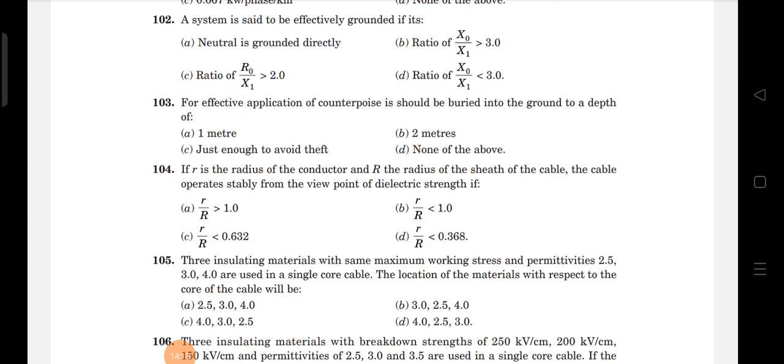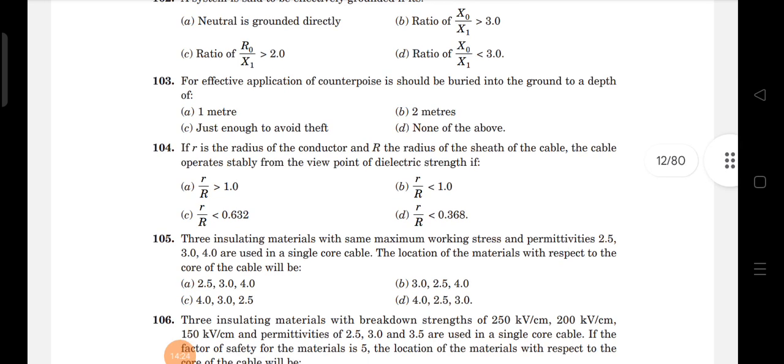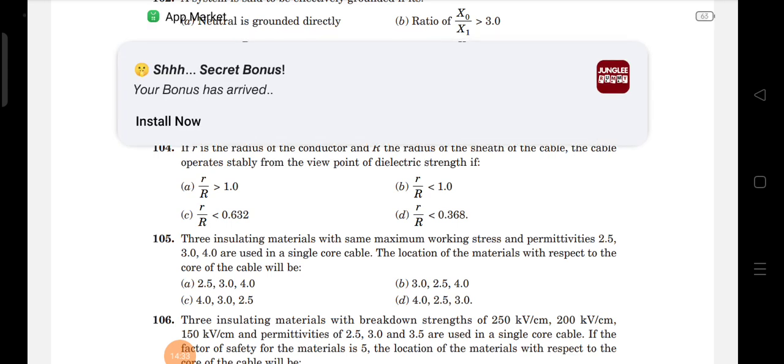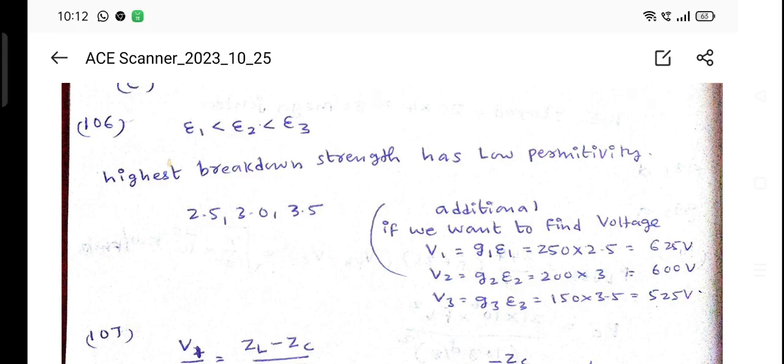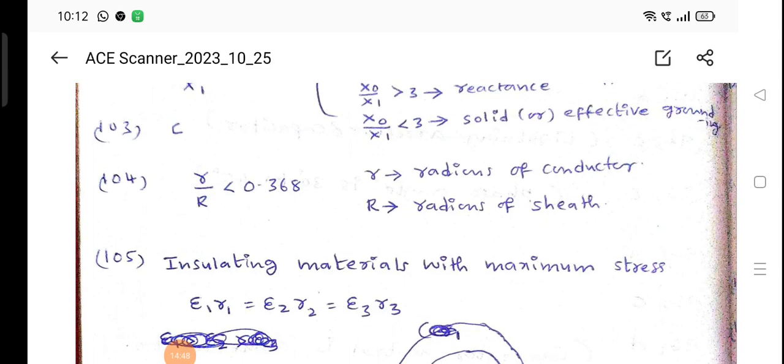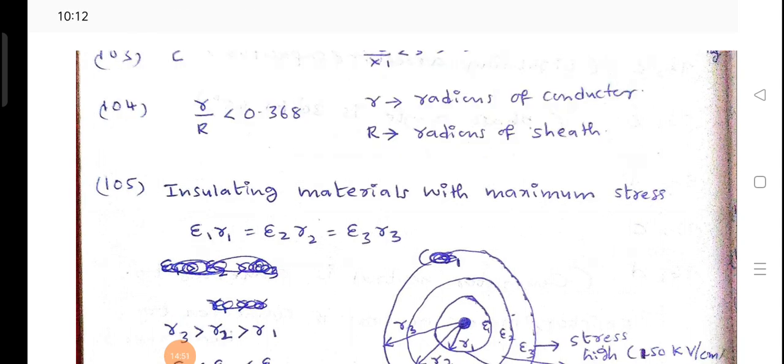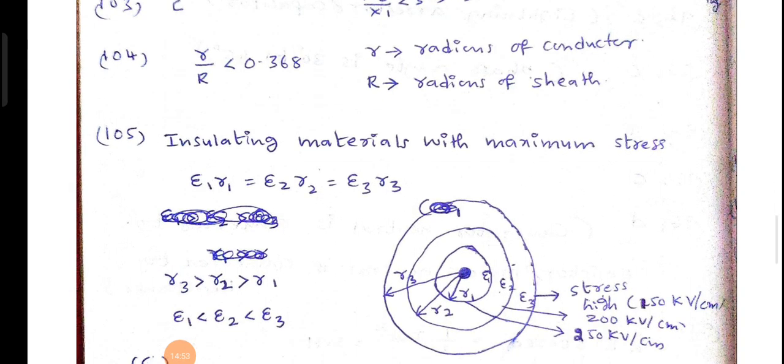Three insulating materials with maximum working stress and permittivities 2.5, 3, 4 are used in a single core cable. Okay, the location of the materials with respect to the core of the cable. The insulating materials are subjected to maximum stress means epsilon r is constant. Epsilon is nothing but permittivity, right? That is epsilon 1 r1 is equal to epsilon 2 r2 is equal to epsilon 3 r3.